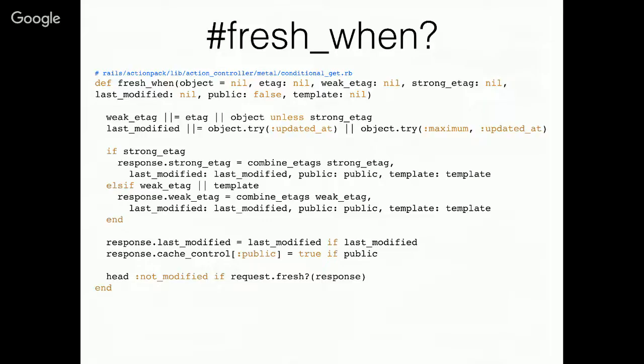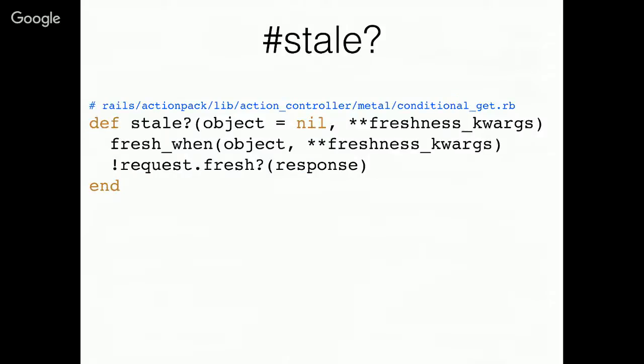there's two basic things going on. One, we're setting some headers. Here we're setting some etag headers, strong etags, weak etags, a lot of logic to figure that out. We're also setting last modified and cache control headers. The cool thing though is here is where we're calling head :not_modified, and this is what's giving us our 304. And this is happening if request.fresh? comes back true. So this right here is what's responsible for returning that 304 for us. And notice stale? is calling fresh_when and request.fresh?. So this request.fresh? call is apparently happening twice.